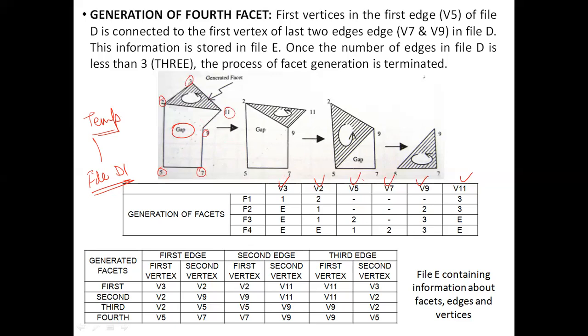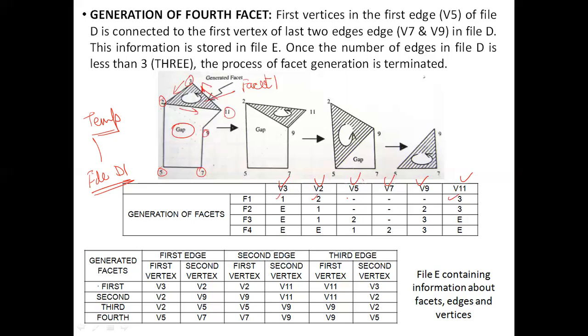So let us take this. What I have done is I have taken this patch 3 to 11. I have taken these 2 vertices and the direction of orientation becomes this. So what I have marked is facet 1. I have used vertex 3, vertex 2, vertex 11. I have used these 3 vertices.